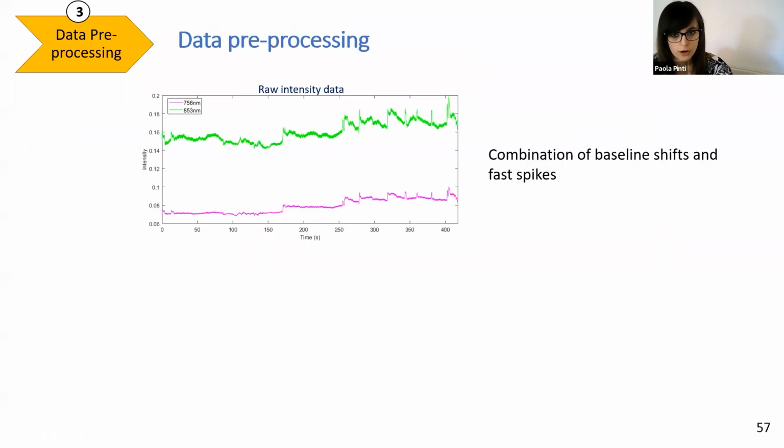So just a minor comment on the preprocessing steps that we applied. As I said also at the beginning of the talk, and also what Renata just said, it's very important to look at your data to identify what type of noise or what type of motion you have. So in our data sets, we typically have both baseline shifts and also fast spikes, as shown here in the raw intensity fNIRS data from one participant. So therefore, we decided that the spline combined with the wavelet method could be a good method to account for both types of artifacts.